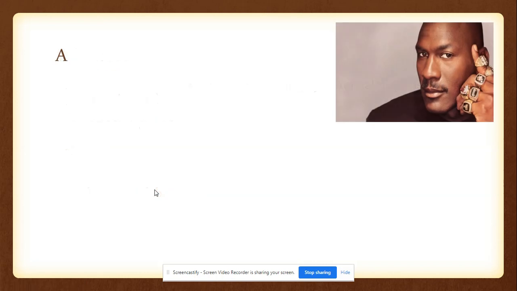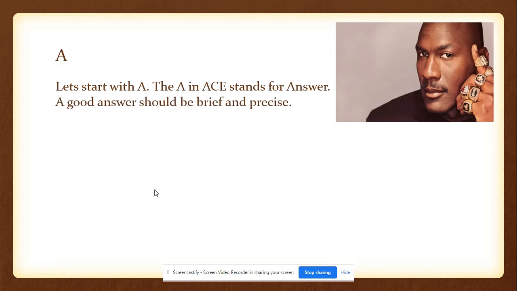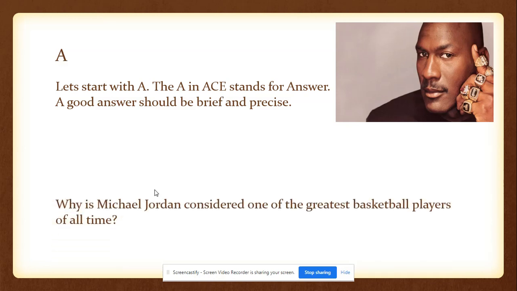There he is. There's Michael Jordan. He's the topic of our question. So let's start with the A. A good answer should be brief and precise. It shouldn't be too long because remember, you're going to have at least 3 sentences. So your answer should be relatively short.